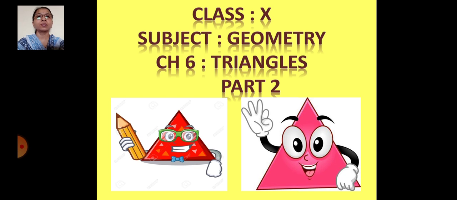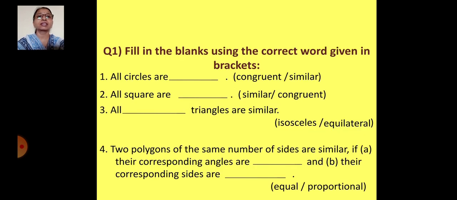On the basis of this knowledge you can solve your first exercise 6.1 very easily. So let us see this exercise 6.1. It's objective type. Fill in the blanks using the correct word given in the brackets. First one, all circles are dash. Children, we have seen all circles are similar, right? Why? They have the same shape, their radii may be different. So all circles are similar. The correct option is similar.